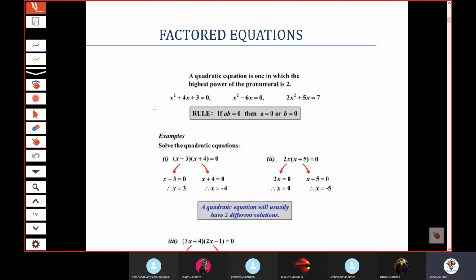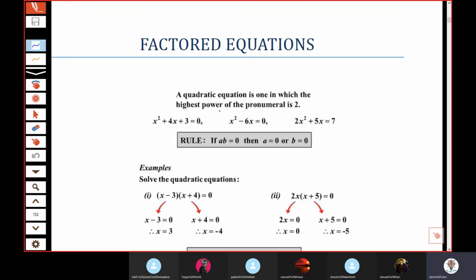Very, very easy at the moment. A quadratic equation is one in which the highest power of the pronumeral is 2. So a quadratic equation has a highest power of 2. Unfortunately, that is not easy to solve, right? You can keep that for now. It's not easy to solve.